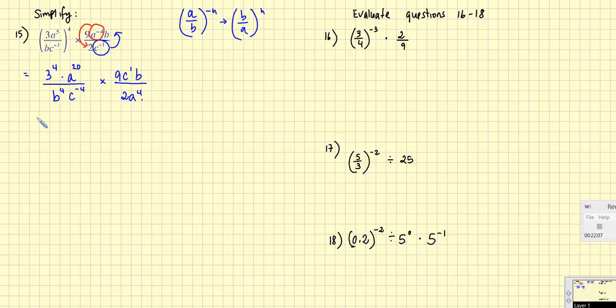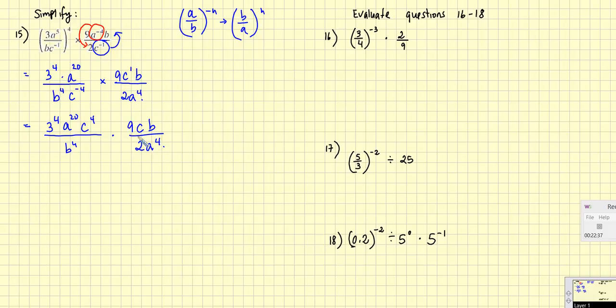And I'm going to take a look now at the next one, the fraction on the left. What I'm going to do now is take that c to the negative 4 and bring it up to the top. So it becomes 3 to the 4th, a to the 20th, c to the 4th, all over b to the 4th. And that gets multiplied by 9cb over 2a to the 4th.